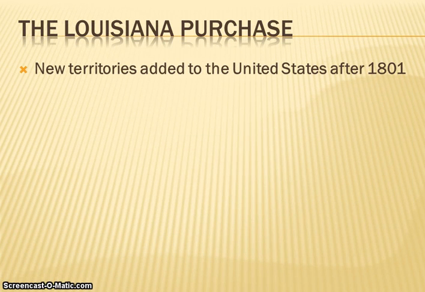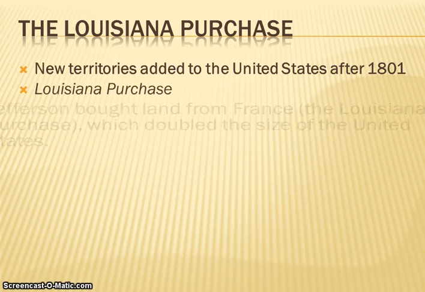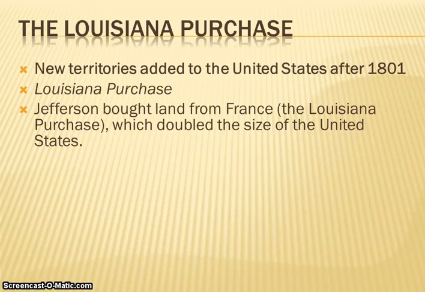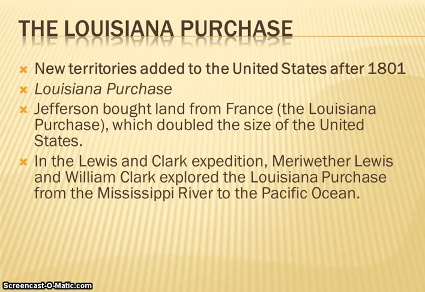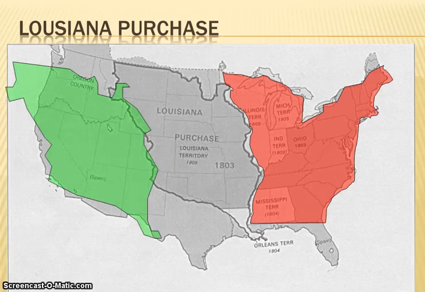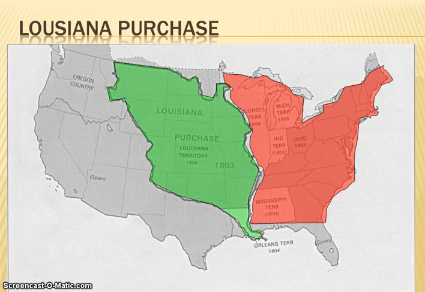You had new territories that were added to the United States after 1801. The Louisiana Purchase. Jefferson bought this from France, doubled the size of the United States. Lewis and Clark went out and explored, and almost immediately people, upon their return, were heading out there. So you had this addition.